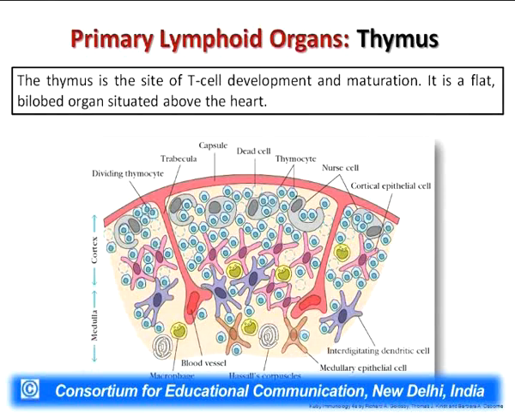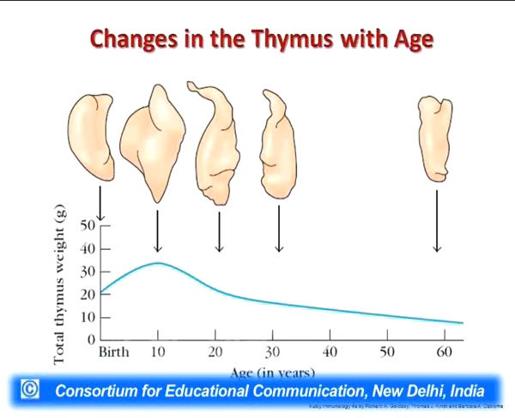So this is a flat bilobed organ which is situated above the heart. If you see the diagrammatic representation over here, there are dividing thymocytes or the maturing thymocytes which are present, which subsequently go on to the maturation process and then are released into the lymphatic vessel for the body circulation.